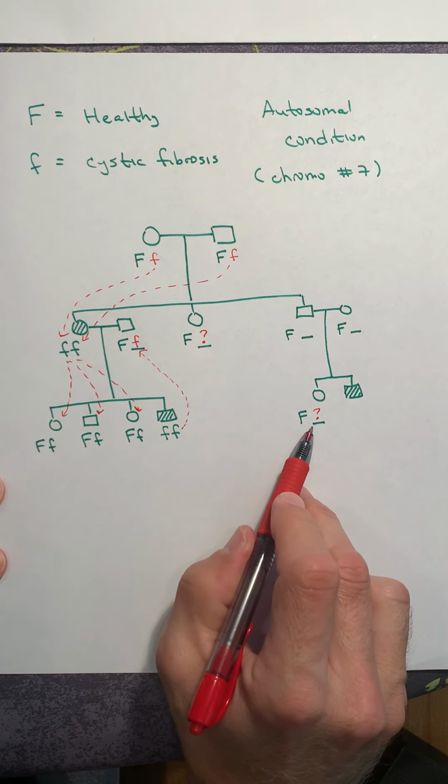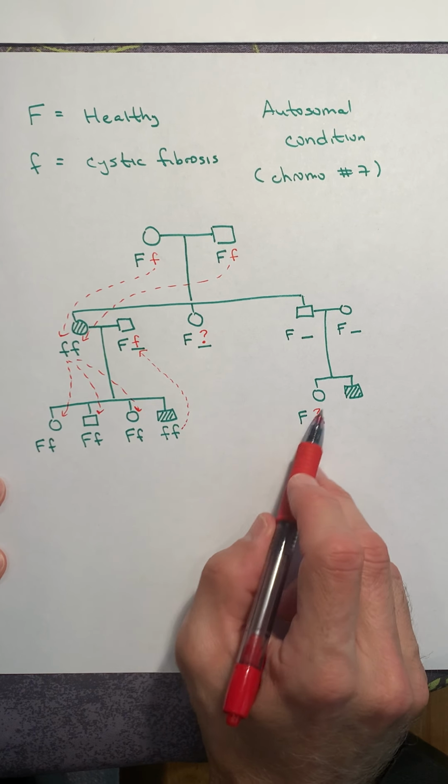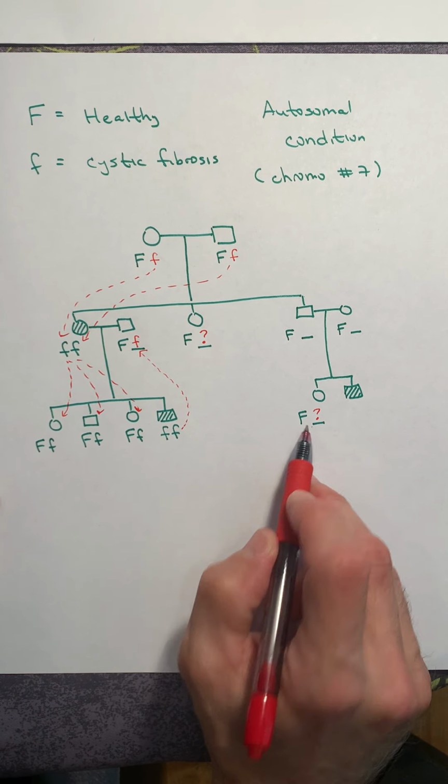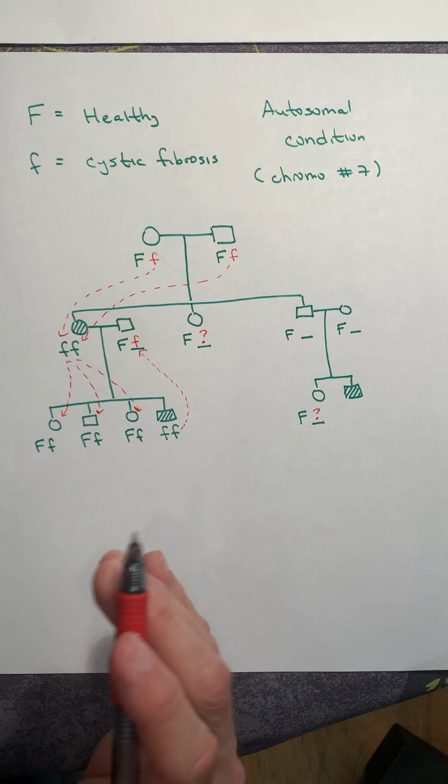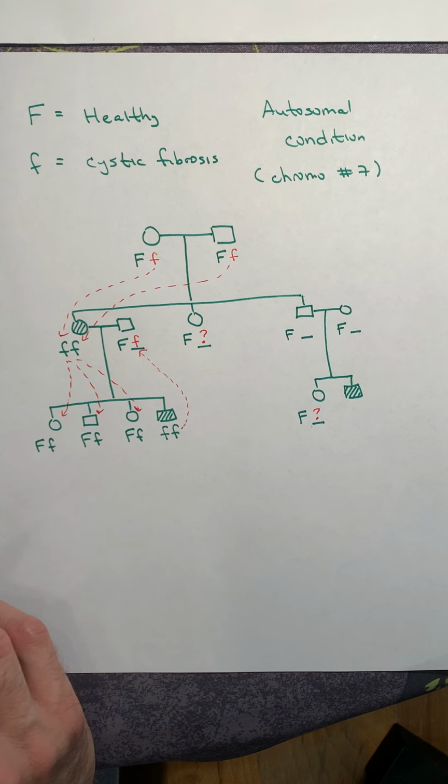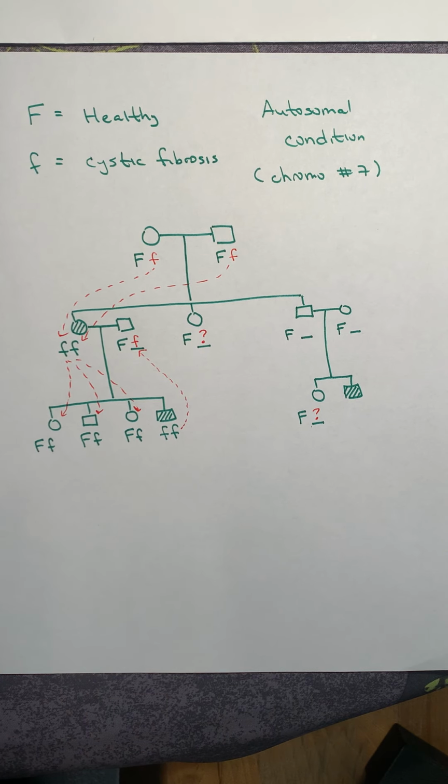So there's no difference between this individual and this individual. We'd have to give them a genetic screen or wait for them to have children. And even then, the children may or may not tell us what their genotype is. Sometimes the children do, sometimes they don't.